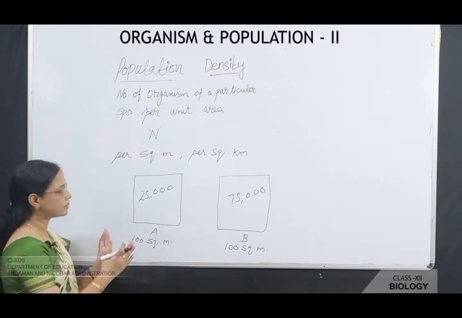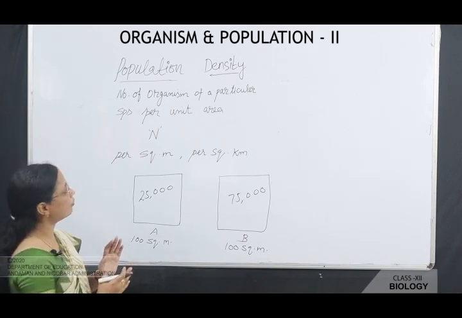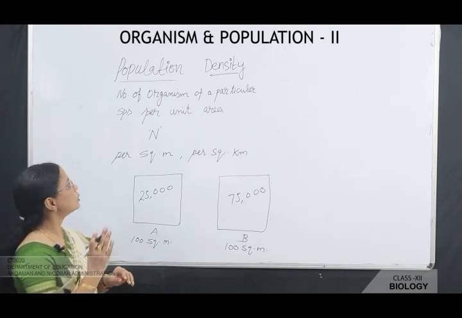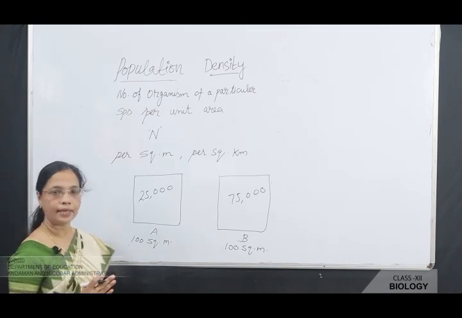Okay, so this is known as the population density. So what is population density? Number of organisms of a particular species per unit area. It is represented as N.